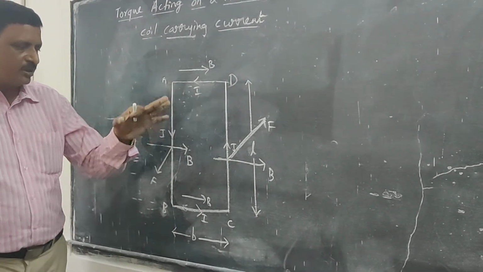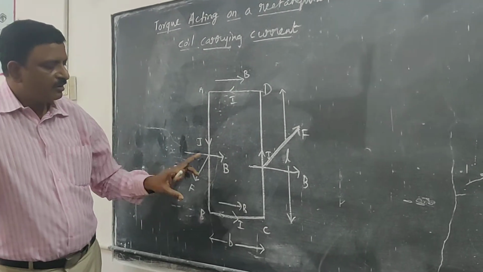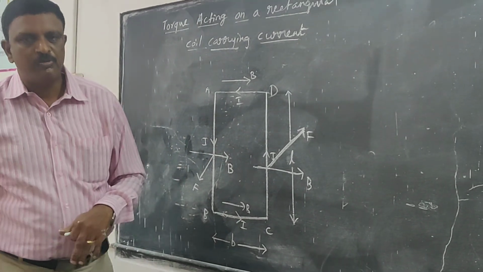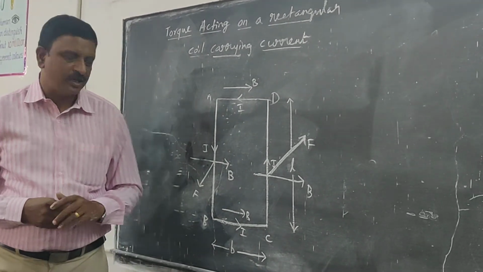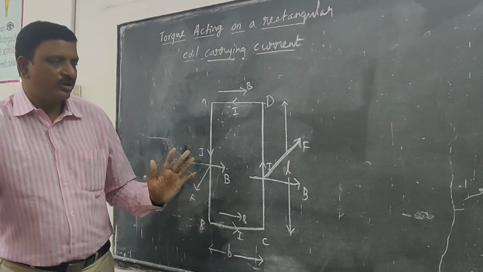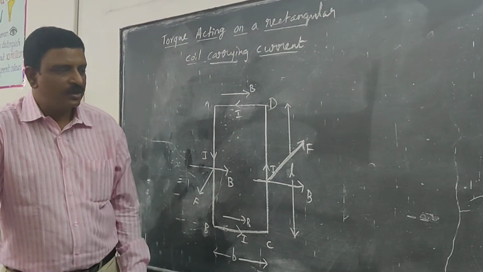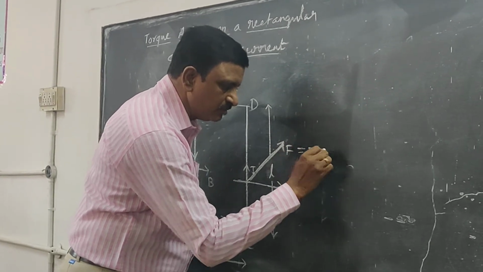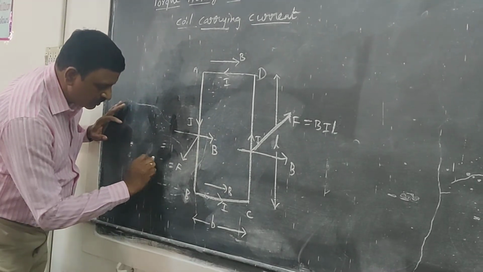So the final conclusion: there is no force on the breadth sides of the coil, whereas on the length sides two equal forces are acting in the opposite direction. Two equal forces acting in the opposite direction will constitute a torque, and the coil will rotate. We derive the torque acting on a rectangular coil carrying current. In the diagram, the force value is F is equal to BIL. The value of force is equal to BIL.